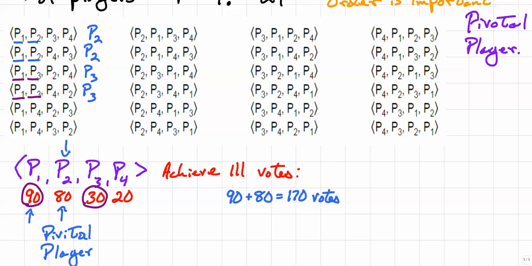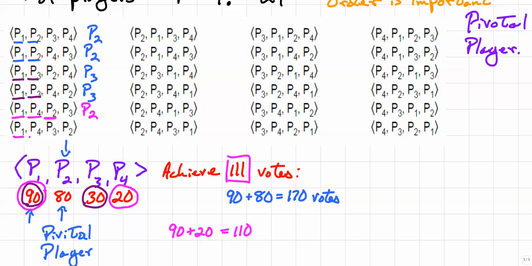However, when we get here, P1 and P4, well, P1 is 90, but P4 is 20, and that's just simply 110, and that falls one vote shy. So if I had 90 plus 20, that's equal to 110, but it must be equal to 111, which means that this third player, p sub 2, is the one that's pivotal here.